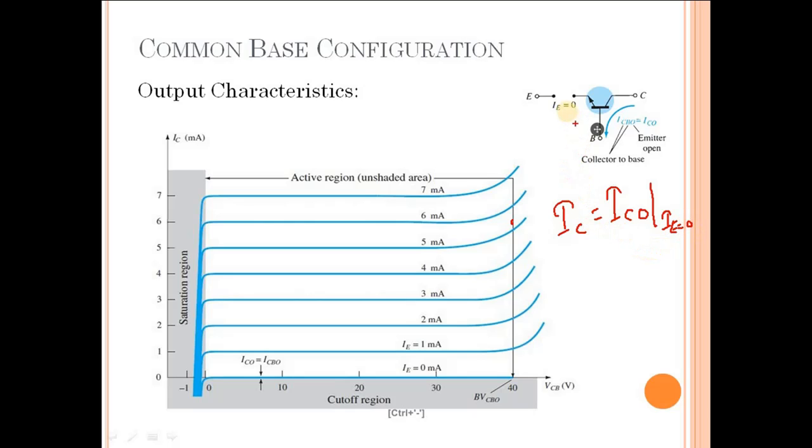We have already discussed when IE is equal to 0, we can show it by an open circuit over here, and in that case the majority charge carriers cannot move from the emitter layer to the base layer. So whatever minority charge carriers are there in the base layer, they only contribute to the collector current, and that's why the IC is simply because of those minority charge carriers, and we call it ICO. This ICO current is a very small current. It is typically in the microampere range, or in the nanoampere range.